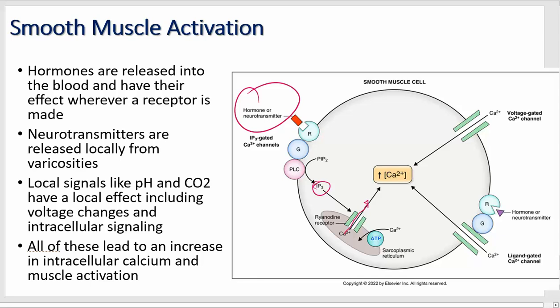Local signals like pH and carbon dioxide have a local effect, including voltage changes and intracellular signaling. Inside your body, we have metabolism going on in every cell, and your blood is trying to bring in oxygen and get rid of the carbon dioxide. If carbon dioxide levels start to build up, you can actually have relaxation of the smooth muscle in those blood vessels to let them dilate and bring in more glucose to make ATP, and more oxygen to also make ATP, to give the cells more energy and remove the carbon dioxide. Those are local signals that can happen. But anyway, all of these lead to an increase in intracellular calcium and muscle activation.